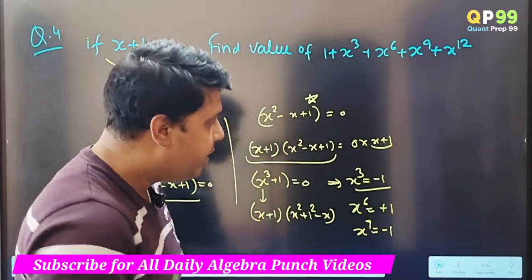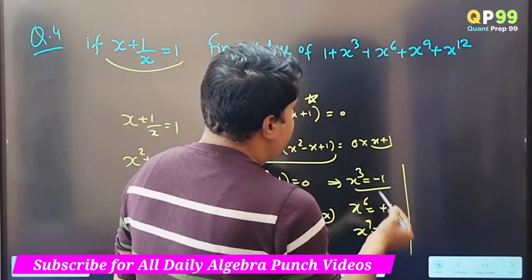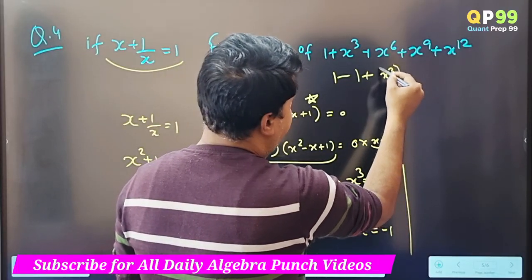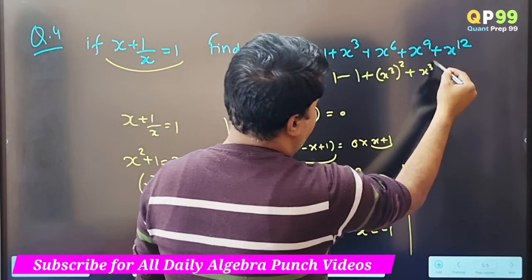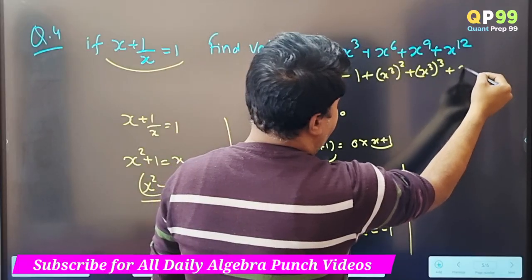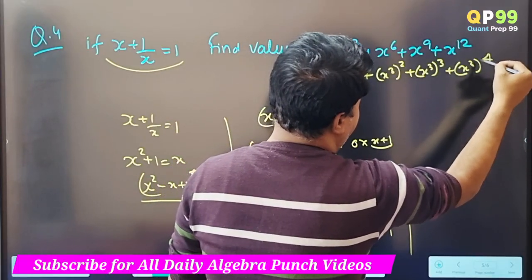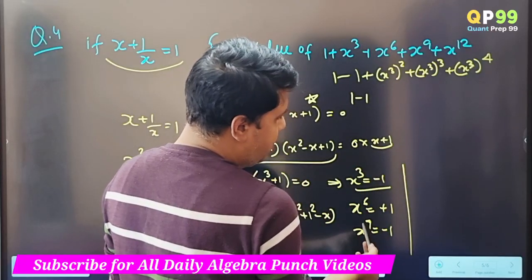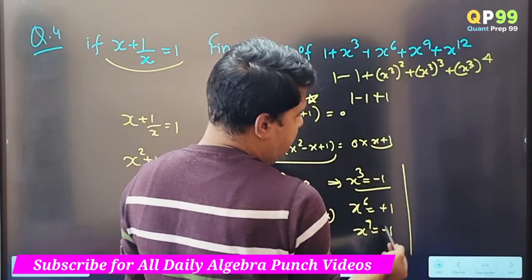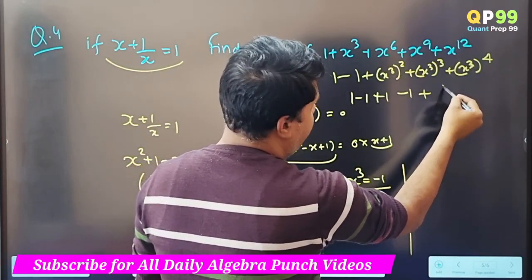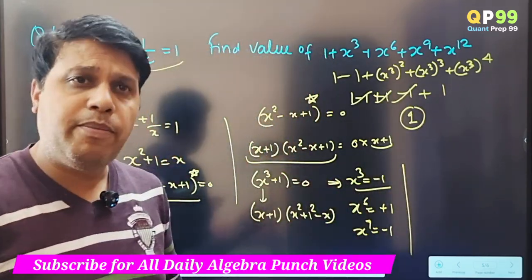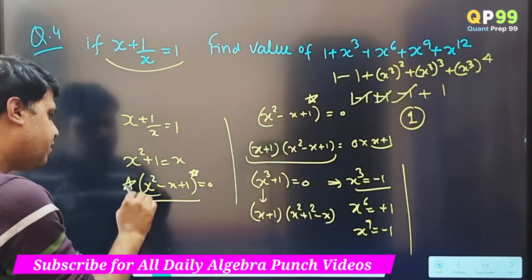आप इसका क्यूब करेंगे, तो this is 1 minus 1 plus x cube का स्क्वायर, x cube का क्यूब, and x cube का power 4. So this is 1 minus 1, then plus 1, then minus 1, then plus 1. So these two cancel out. So the final answer is 1. Very important observation.